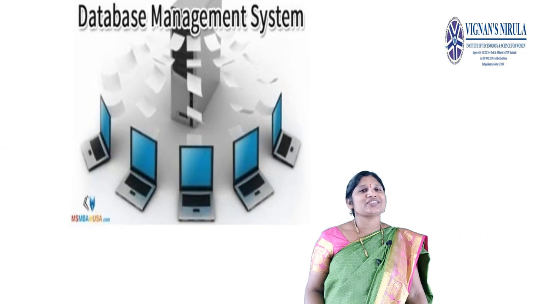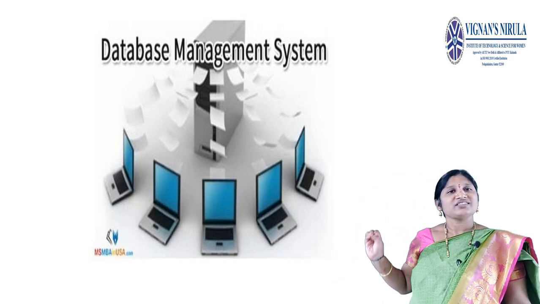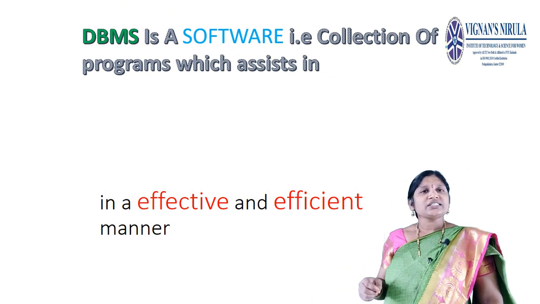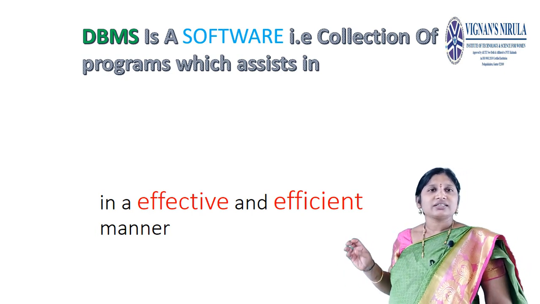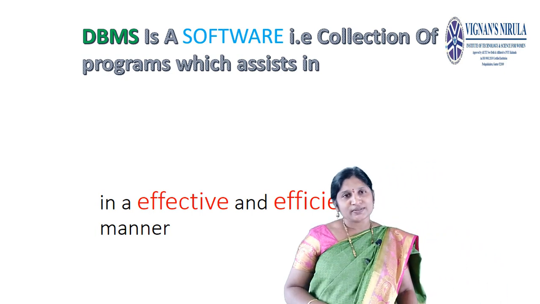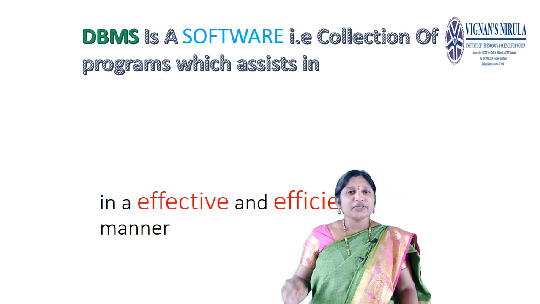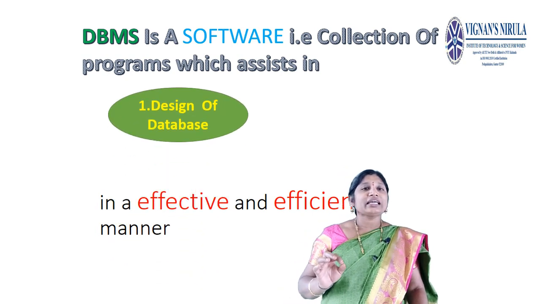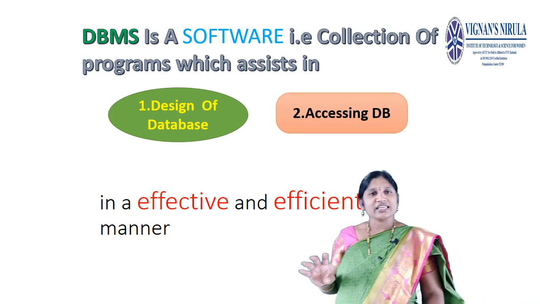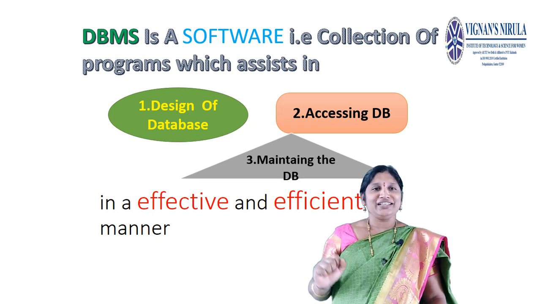Now coming to our subject, that is nothing but DBMS, Database Management Systems. What is a database management system? DBMS can be defined as a software. Software is nothing but a collection of programs that are used majorly for three purposes. The first one is creation of the database or designing of the database. The second one is accessing the database. The third one is maintaining the database.